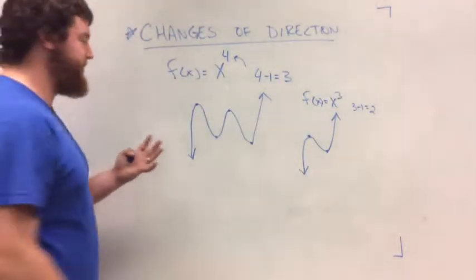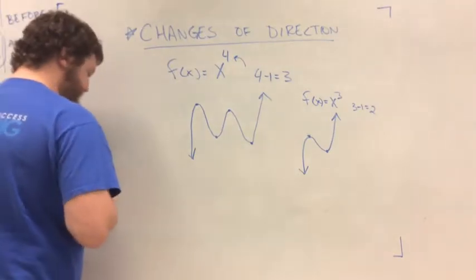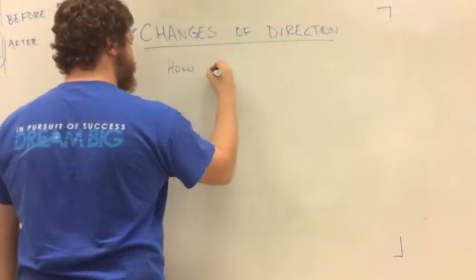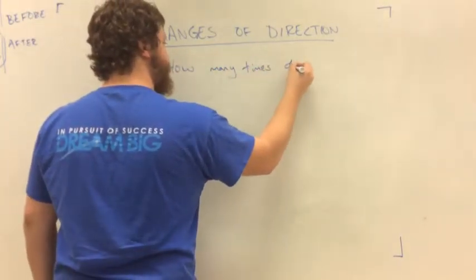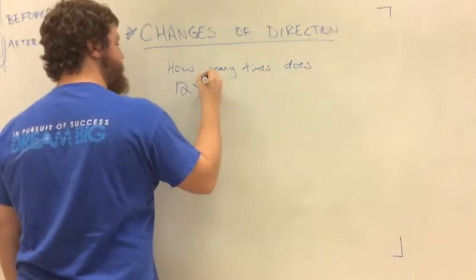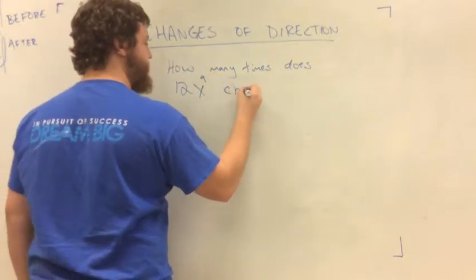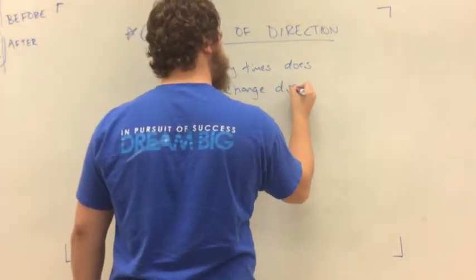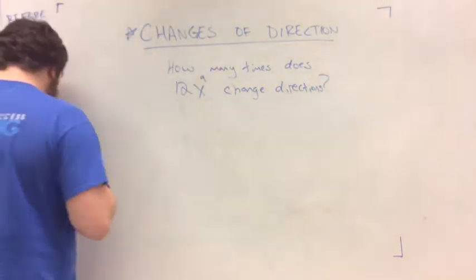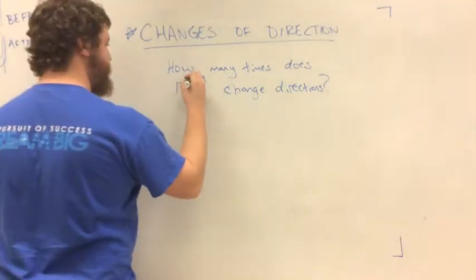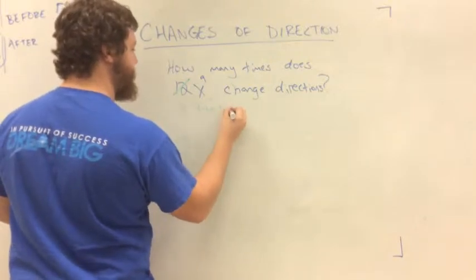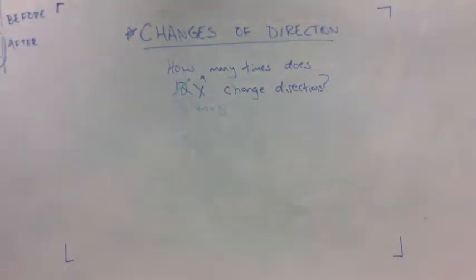Let me erase this so it's not all everywhere. I said, how many times does 12x to the 9th change directions? Does this 12 matter at all? No, it doesn't. So I can mark it out. So I do my n. My n is 9. So 9 minus 1 equals 8. It's that simple. Power functions are easy.